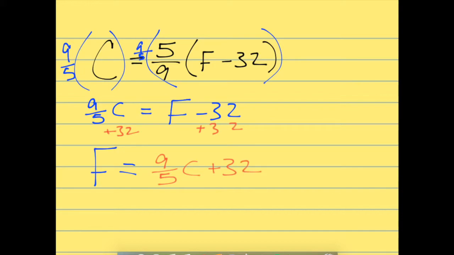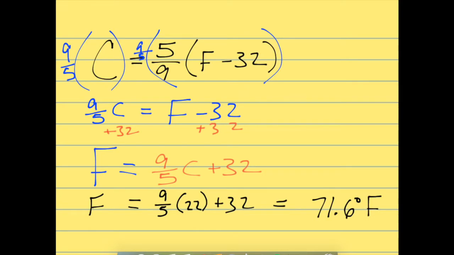So if I know the temperature in Celsius, I can plug it into this equation to find the temperature in Fahrenheit. For instance, if I know that Saturday is going to have a high of 22 degrees Celsius, I can plug that in here and find what my Fahrenheit temperature is going to be. When I do that, I find that my high for Saturday is what? Fahrenheit.